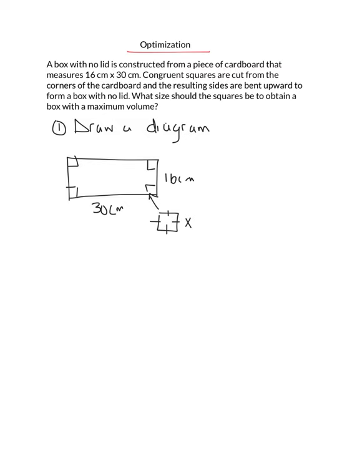So I have this rectangle, 16 by 30. I have squares cut out of each of the four corners. This is kind of just like a blow up of what I've cut out here. Each side of this square is the exact same, and our goal is to find out how big this square needs to be to give our box the maximum volume.